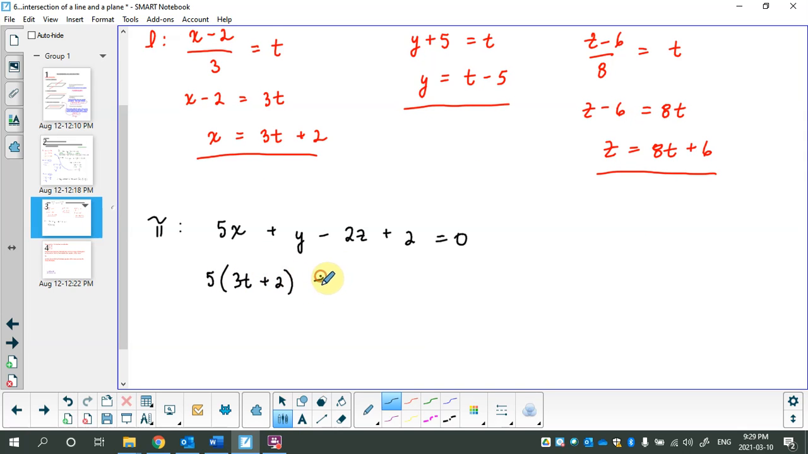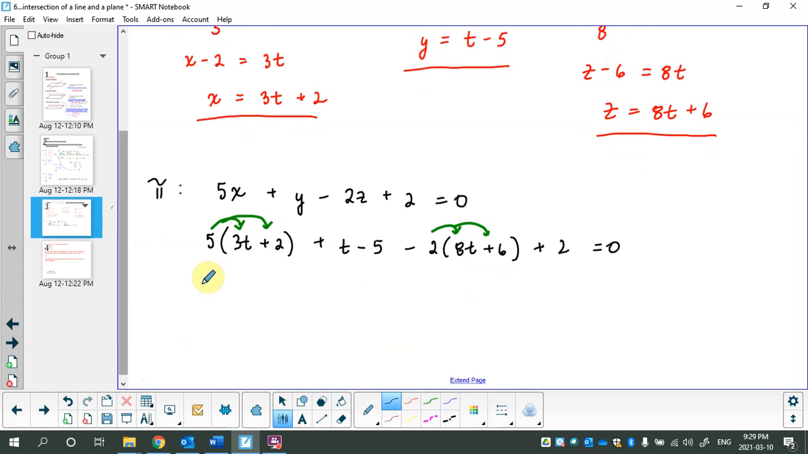So there's x. Y stands alone, so I don't even need a bracket. There's z. Don't lose the tail end of the equation. And now I'll multiply where I need to multiply. So we have 15t plus 10 plus 1t minus 5 minus 16t minus 12 plus 2 is equal to 0.